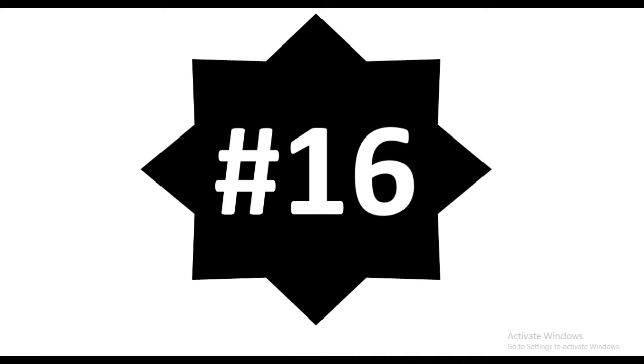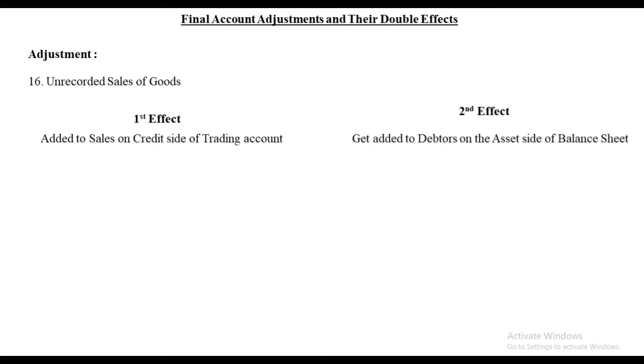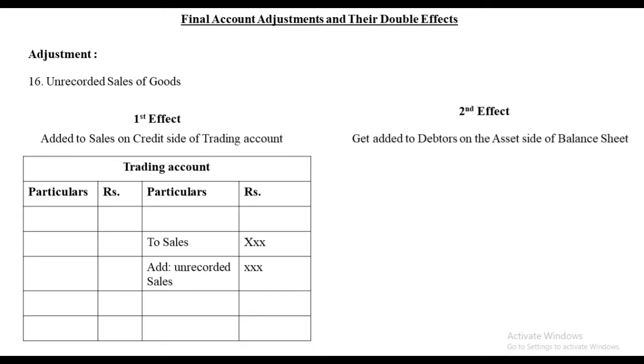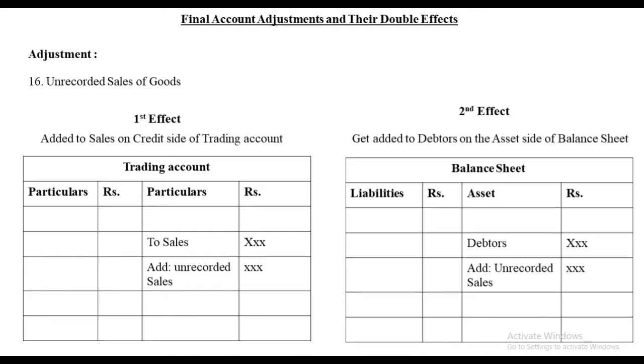Adjustment number 16. The adjustment number 16 is based on unrecorded sales of goods. Now, the very first effect of unrecorded sale of goods is that, number one, it gets added to sales on the credit side of the trading account, and second, it gets added to debtors on the asset side of the balance sheet. So, in the trading account on the credit side, to sales add unrecorded sales, and in the balance sheet on the asset side it will be debtors add unrecorded sales. That's adjustment number 16.